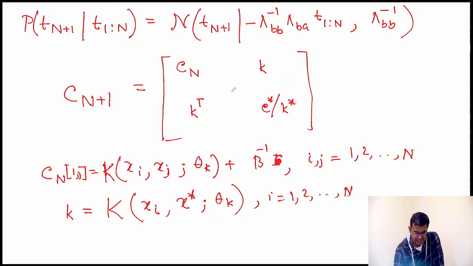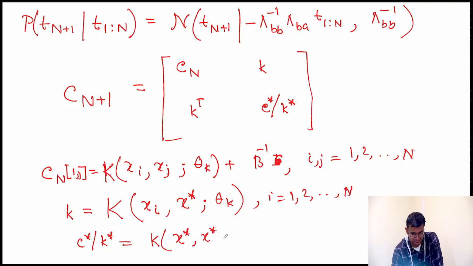What is K transpose? You can imagine it is the transpose of that; I'm not writing that. What is K star or C star? It is K of x star comma x star semicolon theta k. Is it fine? Yeah, I was expecting that question.